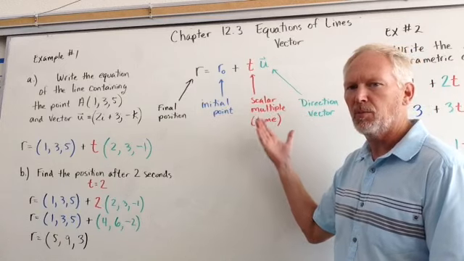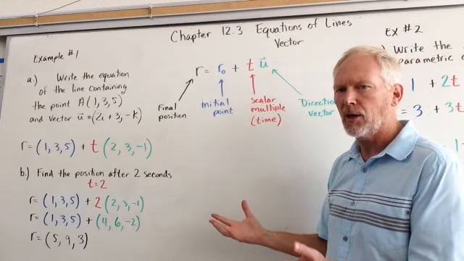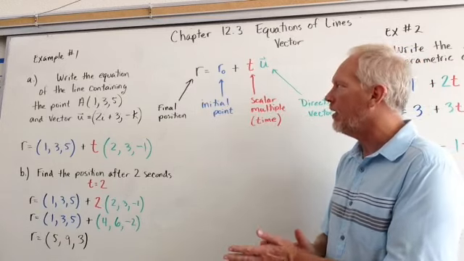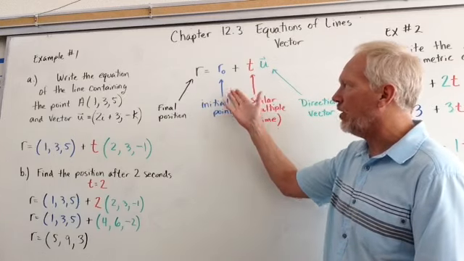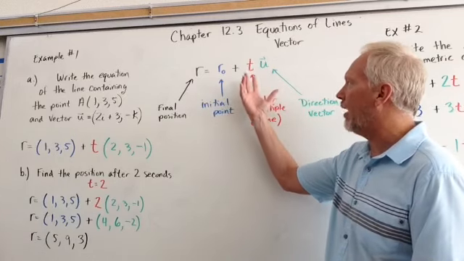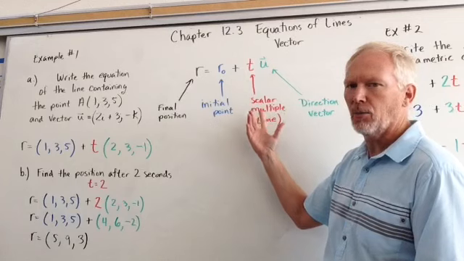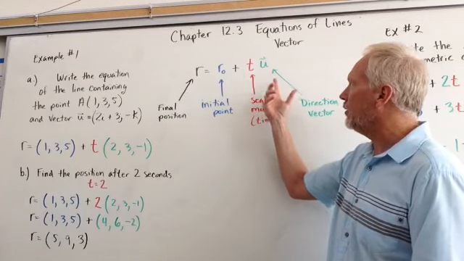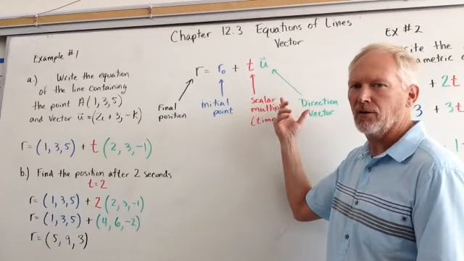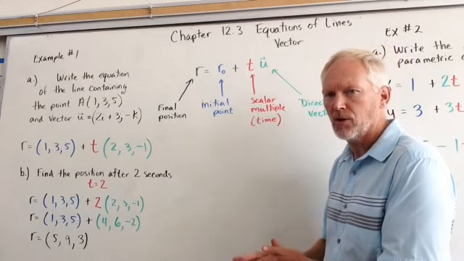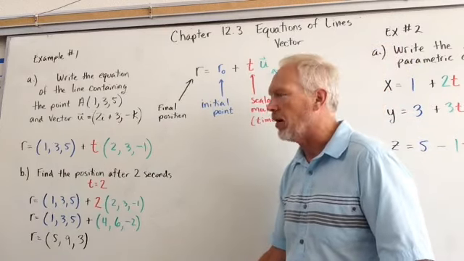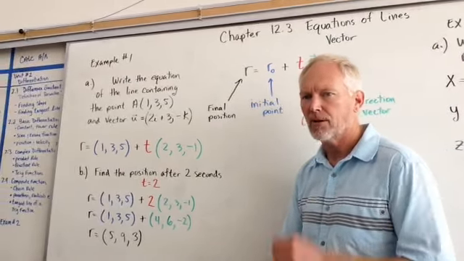Okay? So we need all these components, very similar to y equals mx plus b, in that you have an initial point, and then you have some type of scalar multiple, and then you will need a direction vector, like a slope type of situation. All right, so let's go back to the problem and see how we construct this.